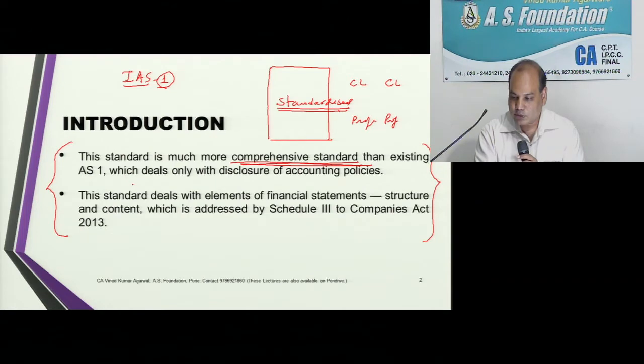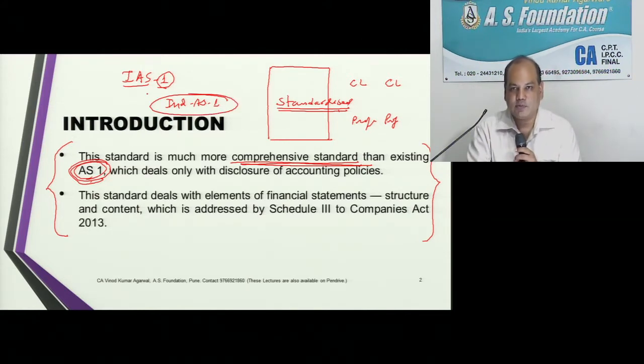So this standard is much more comprehensive standard than existing AS1. Don't compare it with AS1. It's a wrong comparison also. AS1 only talks about disclosure of accounting policy, whereas this standard Ind AS1 is a comprehensive standard talking about the requirement of presentation in financial statement, where accounting policy is one of the issues covered by this standard. AS1 only talks about disclosure of accounting policy. AS1 does not talk about the presentation of financial statement.